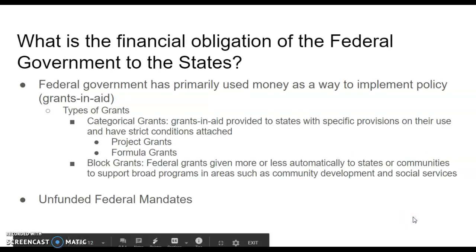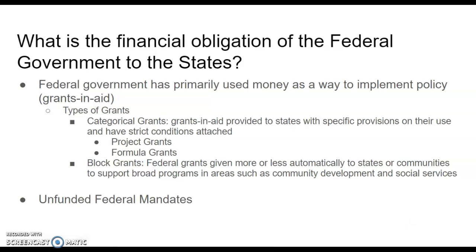What is the financial obligation of the federal government to the states? And this is what we call fiscal federalism. You've read it in your textbook as well. And this is the idea that the federal government has primarily used money as a way to implement policy. If the federal government creates a new law and wants to ensure that it's being implemented across the United States, oftentimes they will attach some money to it. These are called grants and aid.